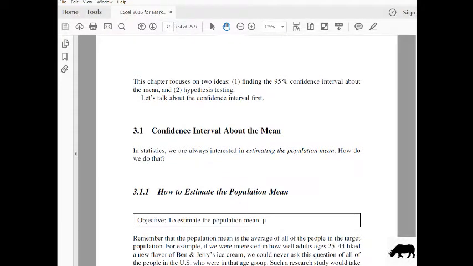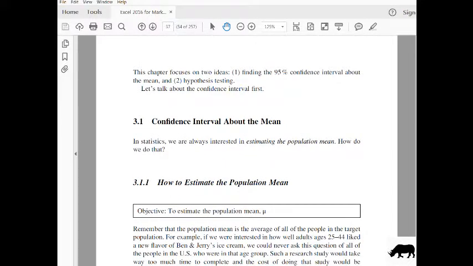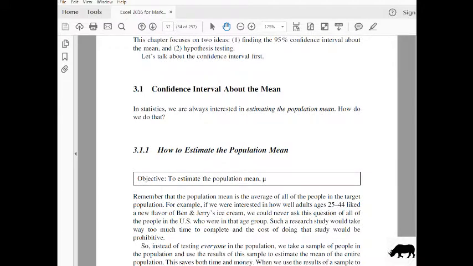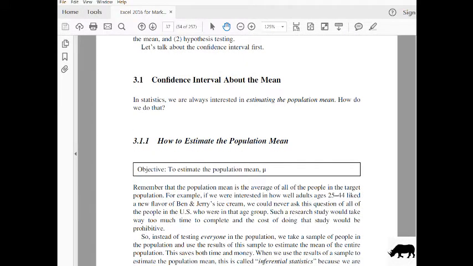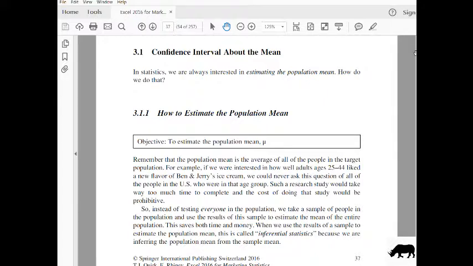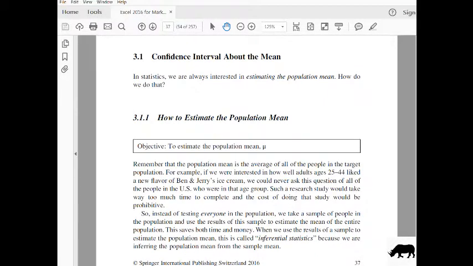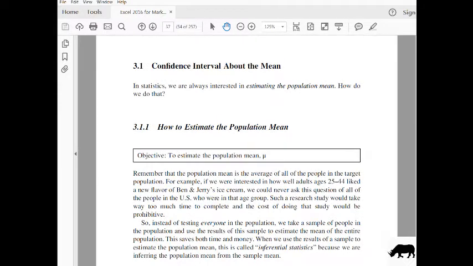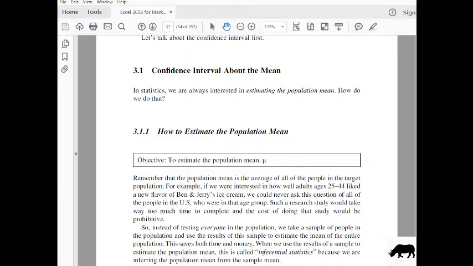3.1 Confidence interval about the mean. In statistics, we are always interested in estimating the population mean. How do we do that? 3.1.1 How to estimate the population mean. Objective: to estimate the population mean. Remember that the population mean is the average of all of the people in the target population. For example, if we were interested in how well adults ages 25-44 like the new flavor of Ben & Jerry's ice cream, we could never ask this question of all of the people in the US who were in that age group.